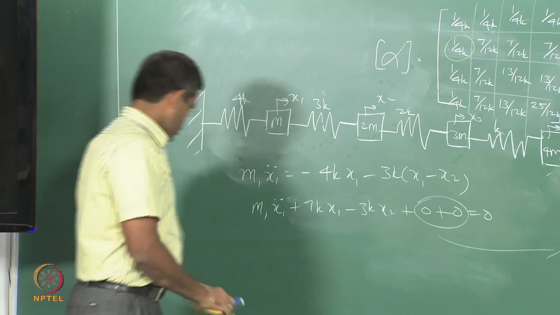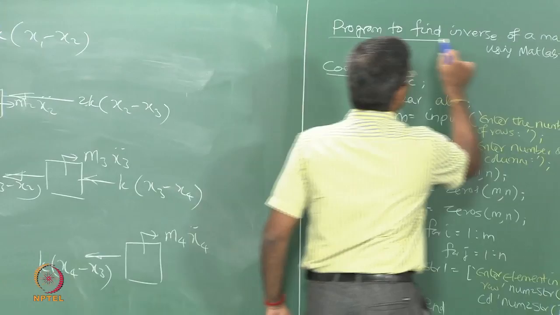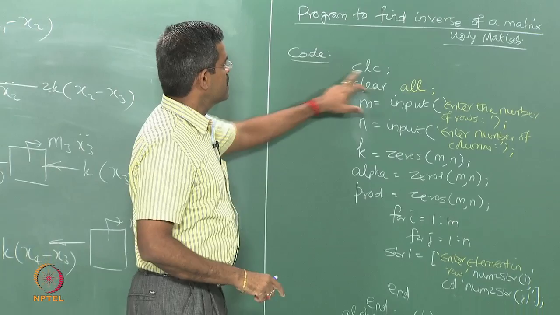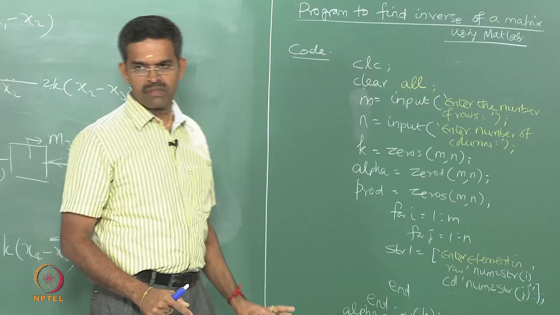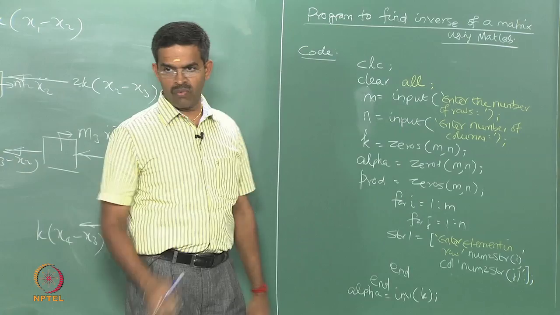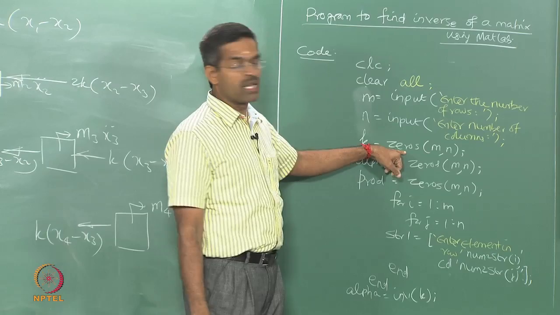So there is a simple program available which can be used for inverting a matrix using MATLAB. I'll just read the program. The code is this: CLC is clear screen, clear all. All these yellow lines written here are commentary statements. M is the row and N is the column, because you enter the number of rows and the number of columns. In this problem, you will say 4 and 4. Then K0 is the initialization of M and N, because sometimes there may be some zero error in the system. It may take some values for M and N, so initialize them.